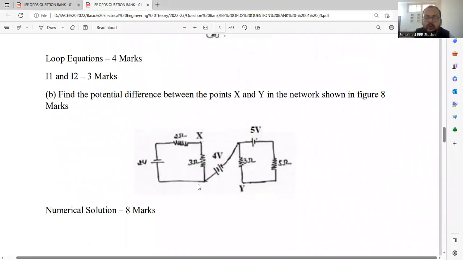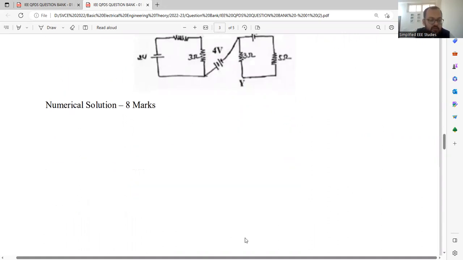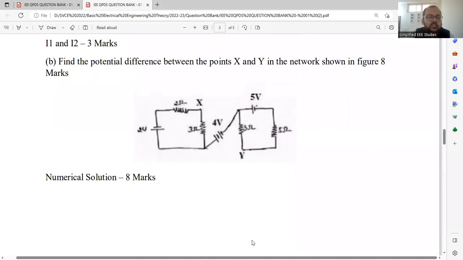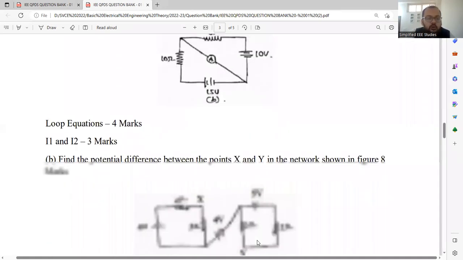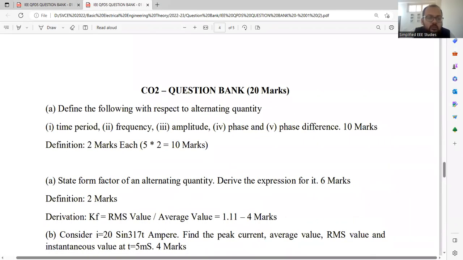I already solved it. If you need, you can give the mail ID, and I will forward the solution. All right, so these are the probable questions from module 1. Okay, now let us move on to module 2.